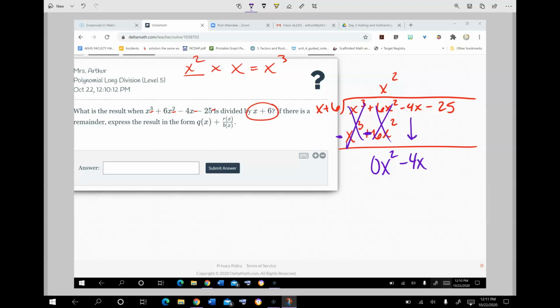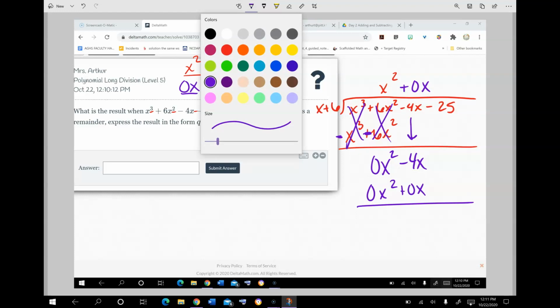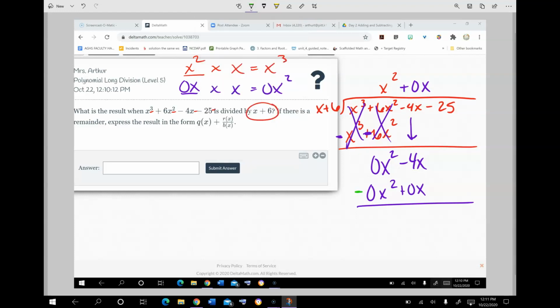Then bring down your next term, which is minus 4x. Okay? So now you're asking yourself, what times x gives me 0x squared? Well, that's just going to be a 0x, because you got to get 0, you have to multiply by 0. So that's going to be a plus 0x. Distribute. Well, when you distribute that, that's just going to be 0x squared, and then it's going to be plus 0x. Change the signs. Let's go to a green. That goes to negative. That goes to negative. It really don't matter because they're 0. So this cancels out. Negative 4 plus that is going to be negative 4x. Drop down that last guy of minus 25.